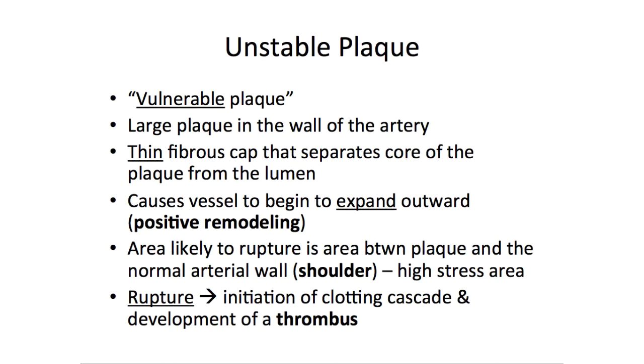The second type of plaque is unstable. This type of plaque is vulnerable and is a large plaque within the wall of the artery. It has a thin fibrous cap that separates the core of the plaque from the lumen. Unstable plaques can cause the vessel to begin to expand outward, referred to as positive remodeling. The area most likely to rupture is the area between the plaque and the normal arterial wall, referred to as the shoulder. Once this plaque ruptures, the clotting cascade is initiated, and thrombus development occurs.